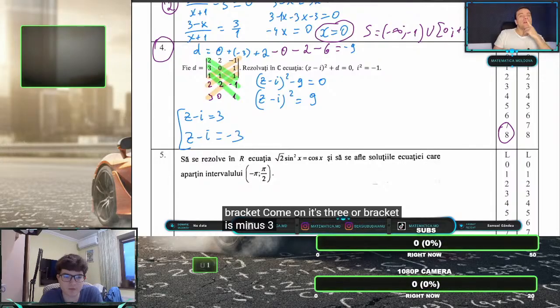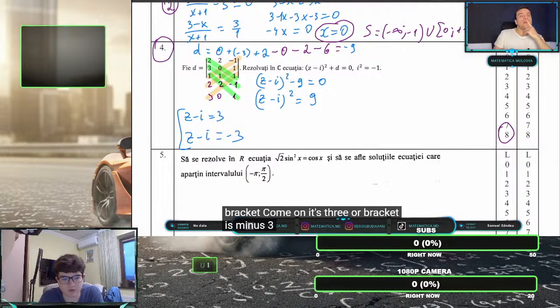So there's basically 2 z minus 1s. So z minus 1 at the second power is equal with 3 at the second power, so that's why it's 3. And it can either be negative or positive at the second power. So that's why I put it like that.